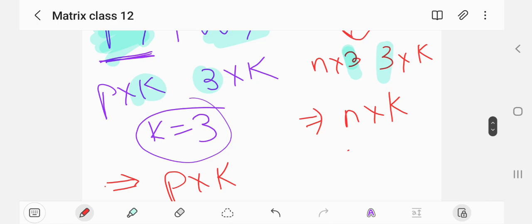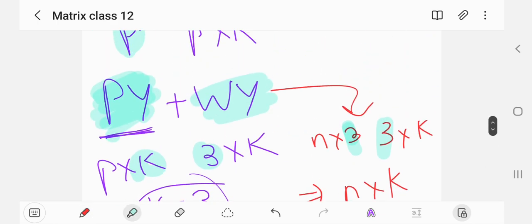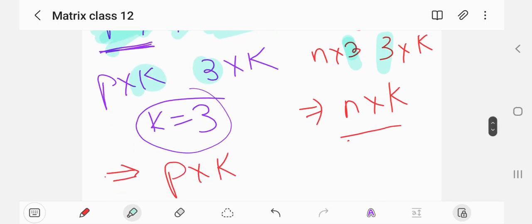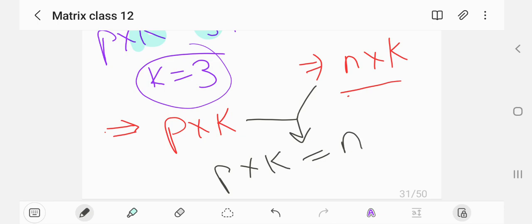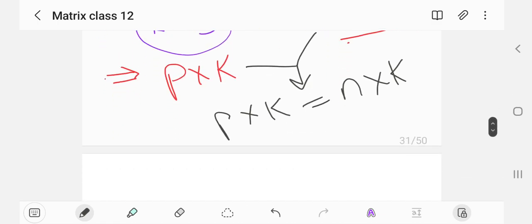n by k, right? Now examine one more thing, that there is an addition sign also. The two resultant matrices are added up. We know that addition is possible only when the matrices are of the same order. That means, what does this imply? This implies that p by k is equal to n by k. That means both of the orders are the same. This suggests that p is equal to n, right?